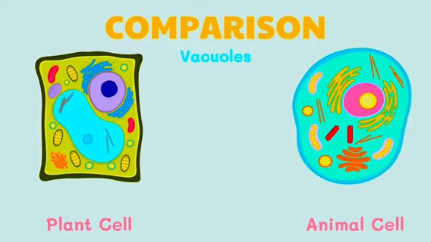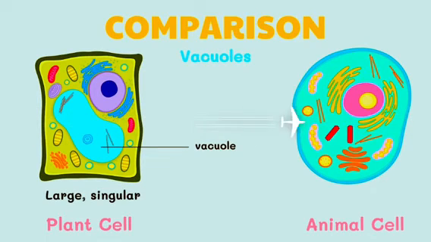Both plant and animal cells have vacuoles. A plant cell contains a large singular vacuole that is used for storage and maintaining the shape of the cell. In contrast, animal cells have many smaller vacuoles. Not seen in this illustration is the vacuole of the animal cell.